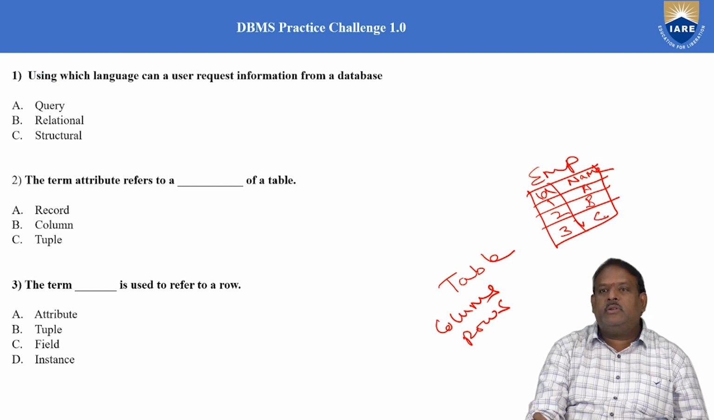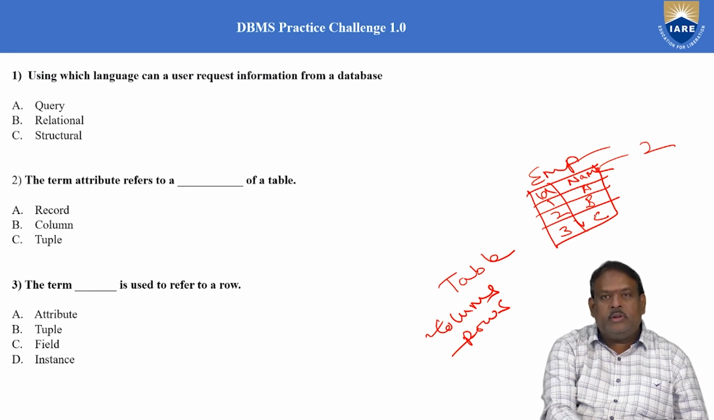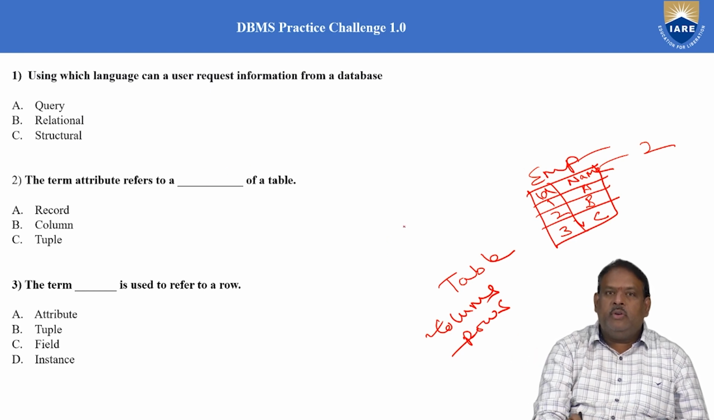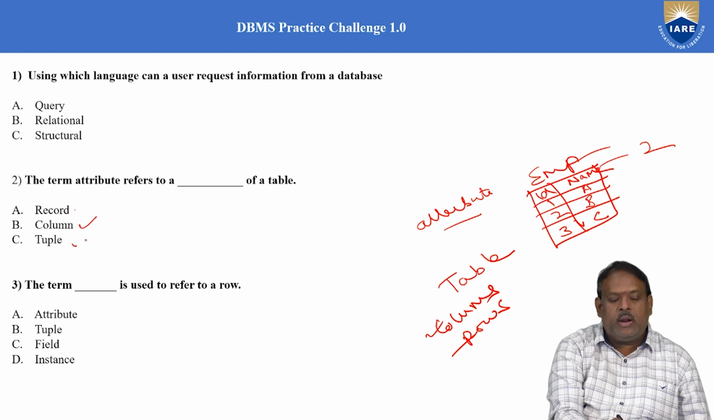Now a table will consist of columns and rows. The name of the table is EMP, and it has 2 columns called ID and name, and there are 3 rows here. Row number 1, 2, 3. Now the question is, the term attribute refers to dash of a table. We know that attributes are the column properties. The options here are record, column and tuple.